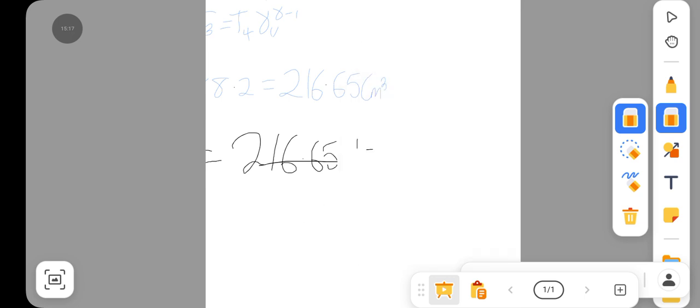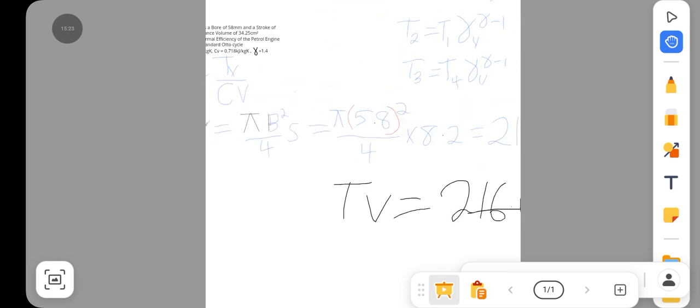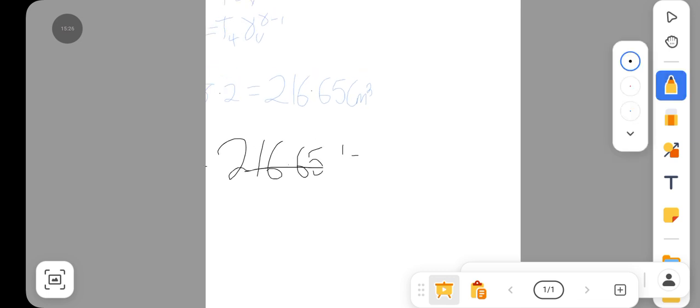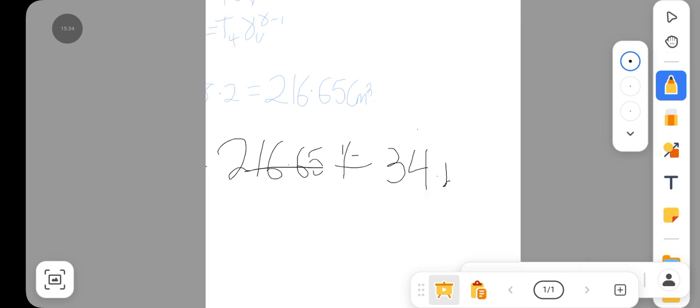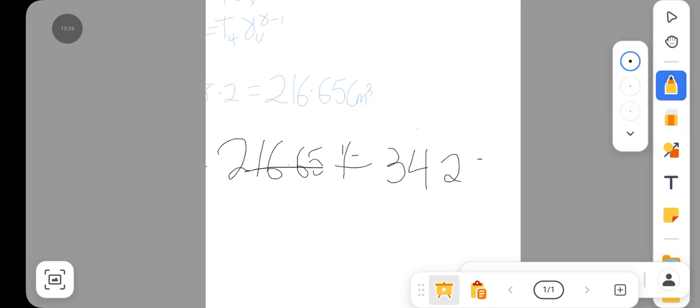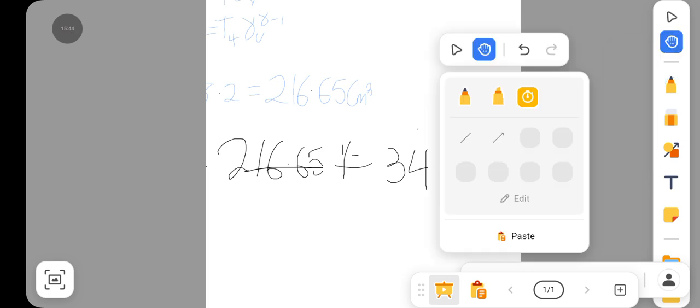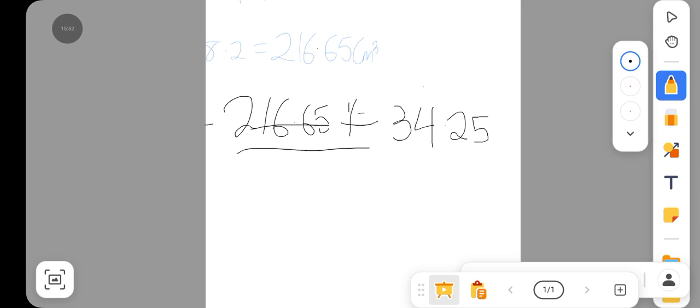34.25 centimeter cube, which is what we are giving here, 34.25 centimeter cube, which is our clearance volume. So we put plus 34.25. Then everything here divided by our clearance volume, which is also equal to 34.25.